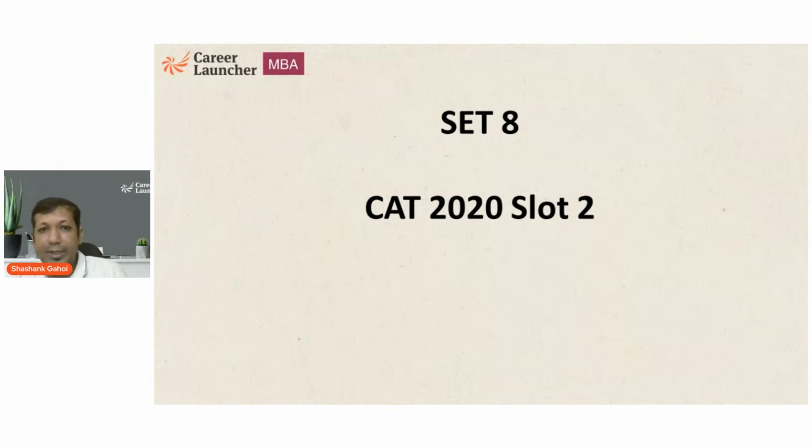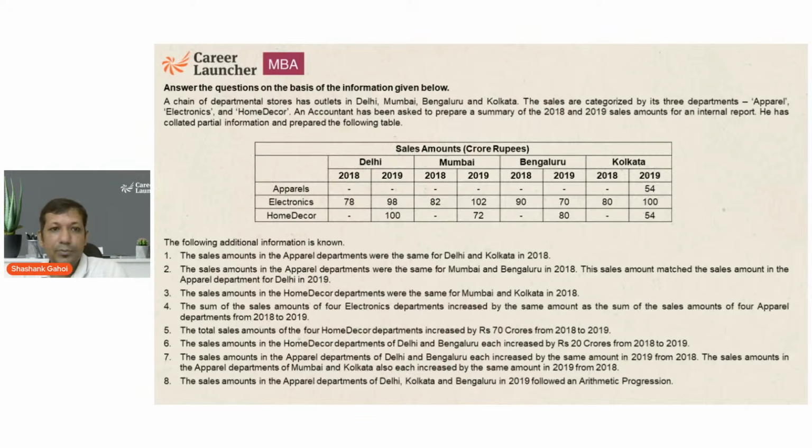Now I'm picking another set of CAT 2020 slot 2. This one. So basically, what does it say? A chain of departmental stores has outlets in Delhi, Mumbai, Bangalore, and Calcutta. The sales are categorized in its 3 departments: apparel, electronics, and home decor. An accountant has been asked to prepare a summary of 2018 and 19 sales amount for an internal report. He has collated partial information and prepared the following table.